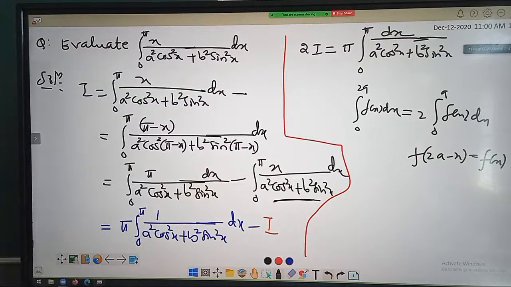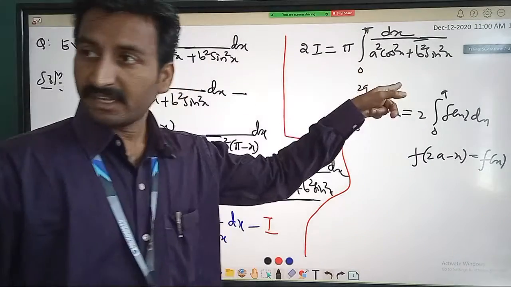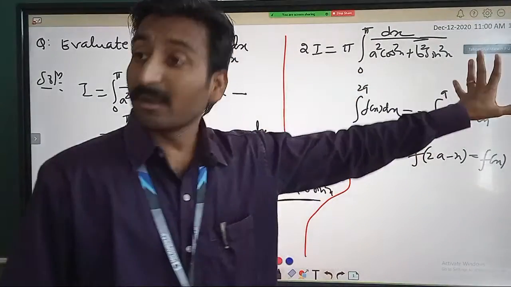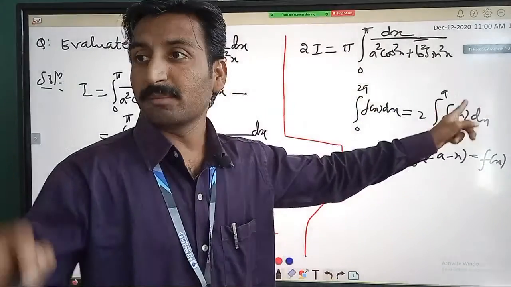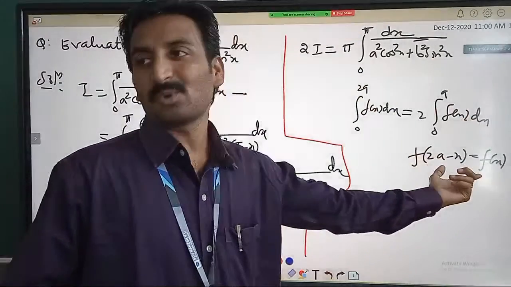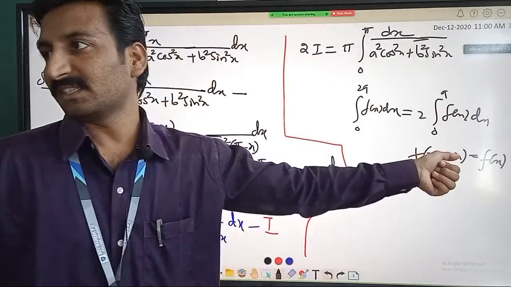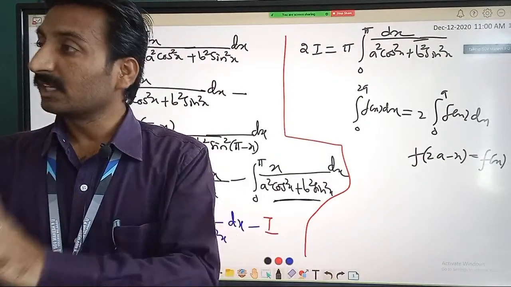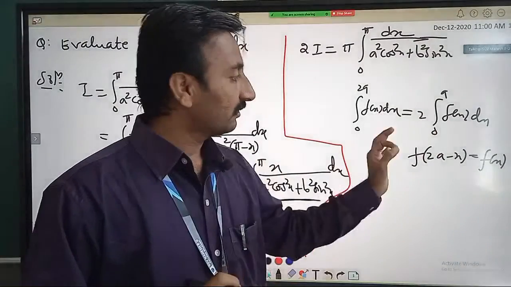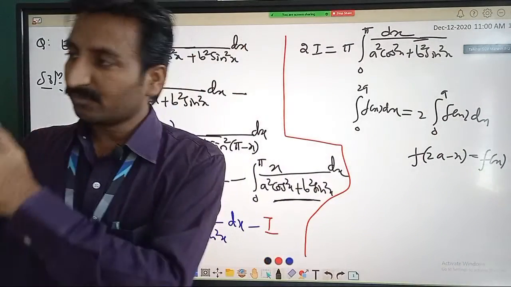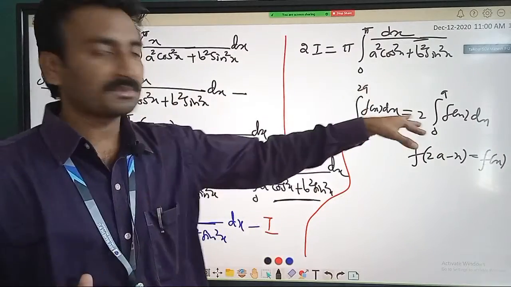What do I do? If the limits are 0 to 2a, 2 times of 0 to a can be written. If 0 to 2 pi, 2 times of 0 to pi can be written. This is possible when, if I substitute upper limit minus x, the function remains the same. Then I can write 2 times of this one like that.